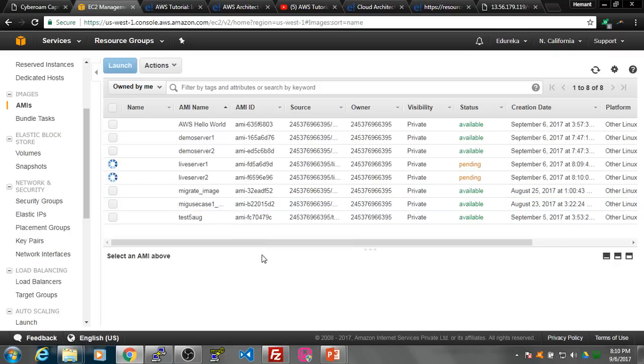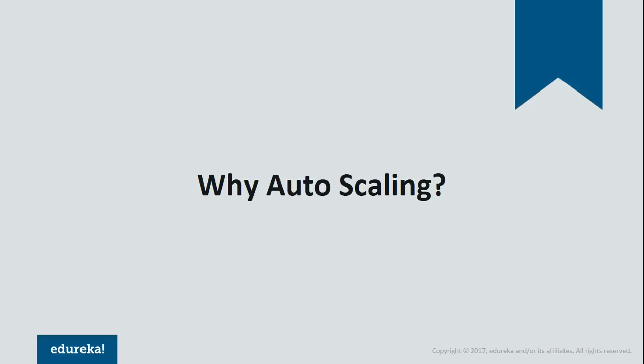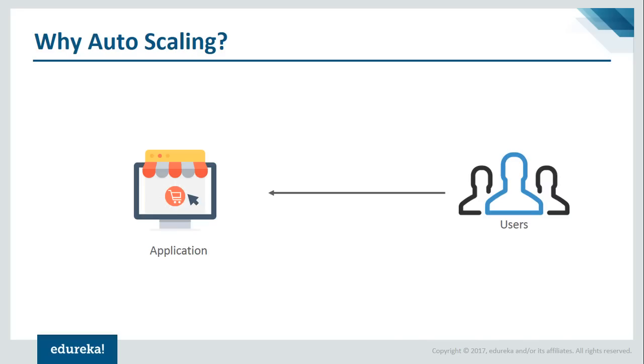Pretty straightforward, guys. Let's move on and discuss why we need autoscaling now. You learned how to create an AMI. Let's go ahead and understand autoscaling and see how it is connected to AMIs. Say you have an application, a website, and this website is hosted on some server, guys. And servers are nothing but machines.